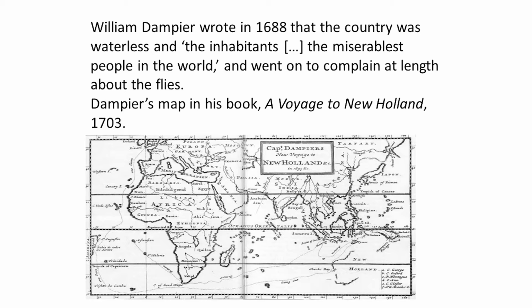He says that not only was the country waterless and the inhabitants the most miserablest people in the world, and then went on to complain about flies at length in his diary, but he actually spoke in really derogatory terms about the people of Australia as well. So we can see within that European imagination, Australia itself is starting to take the form of something that is perhaps sinister, perhaps something to be fearful of. But this was really just a story being constructed about Australia at that time in history.